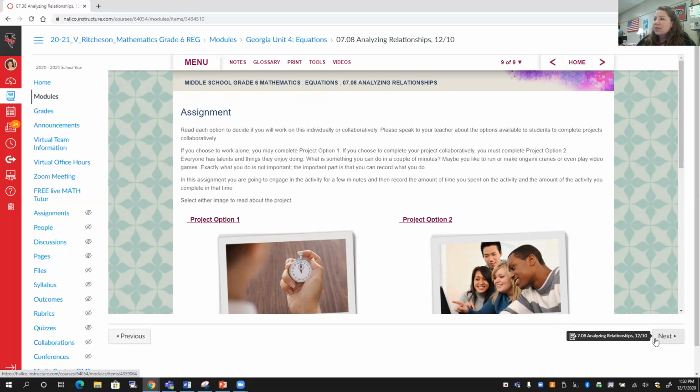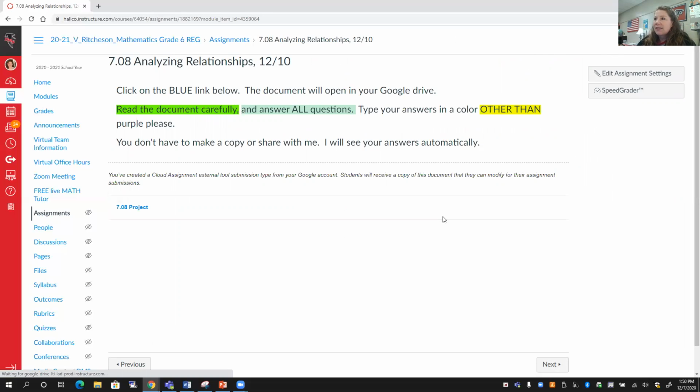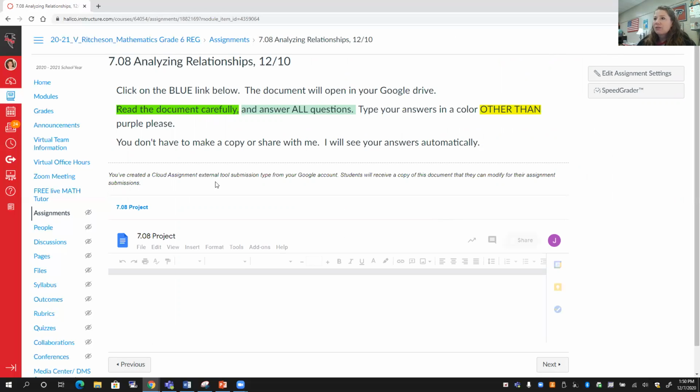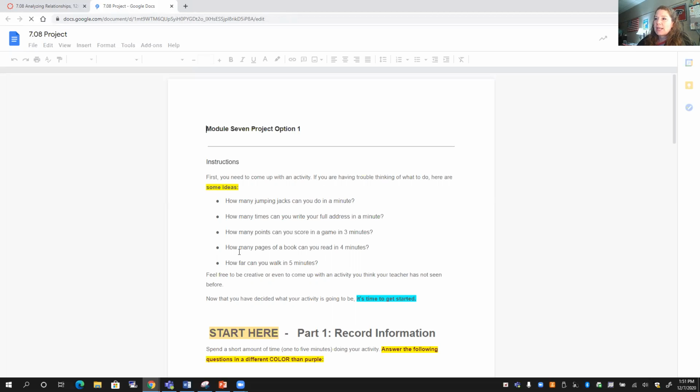But if you go to the next page, I've taken that project and created a Google Doc out of it. So what you're going to do is click on that blue link, 7.08 project. It will open in your Google Drive. You don't have to make a copy. And then you're going to answer the questions right on that document, okay?